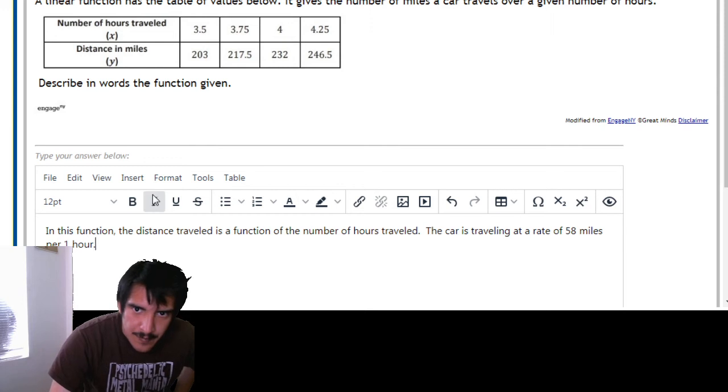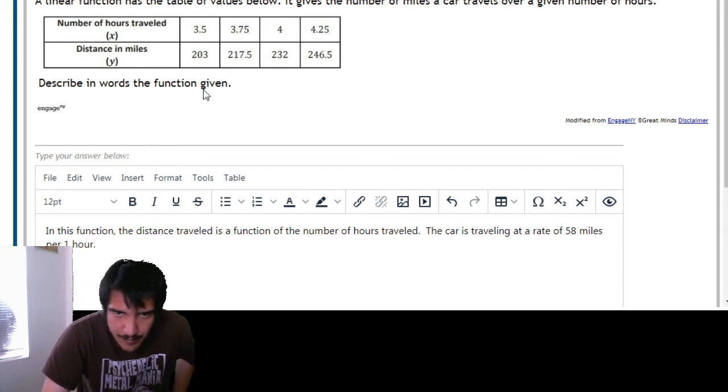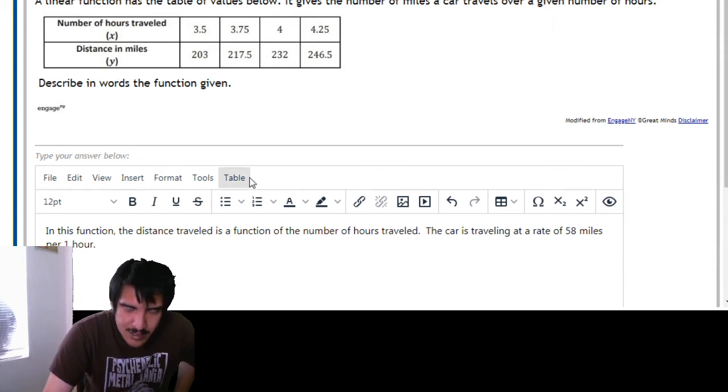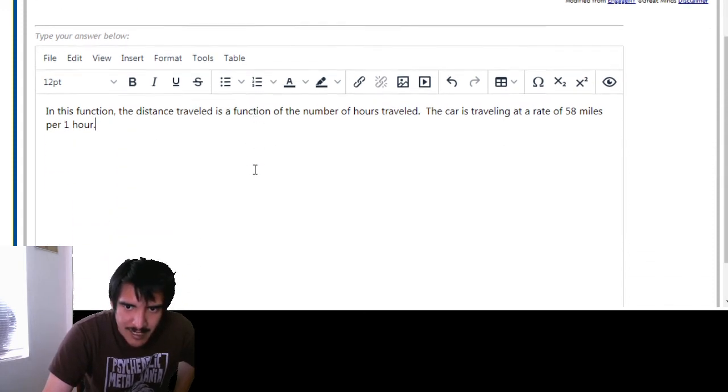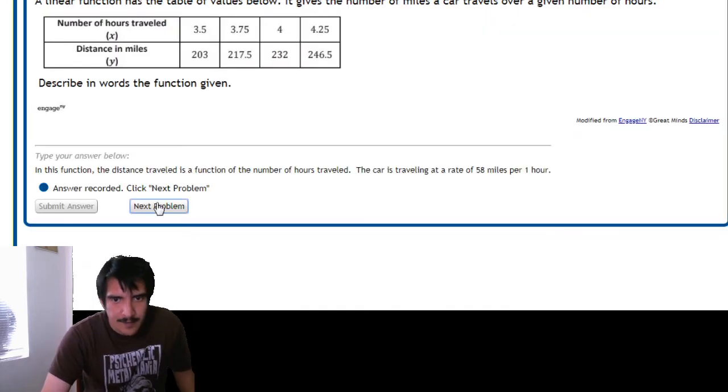There we go. So we described the function. We described the situation that is happening. And we also made sure to point out that the distance traveled is a function of how many hours you traveled. So when something is a function of something else, it means it depends on that other thing. Okay?